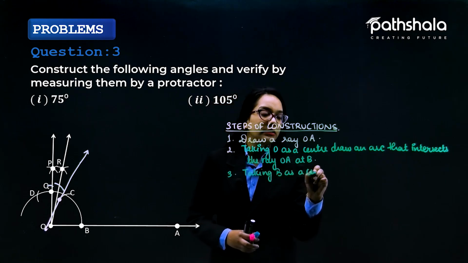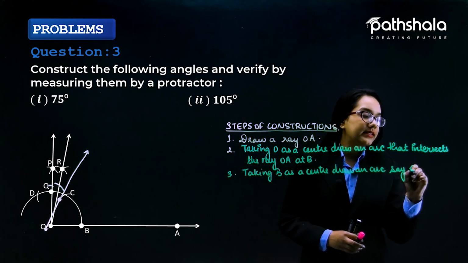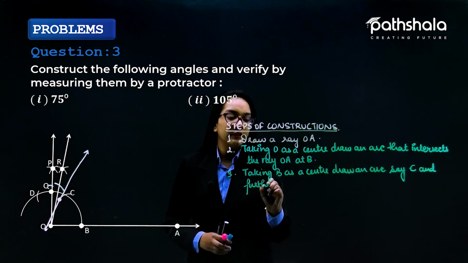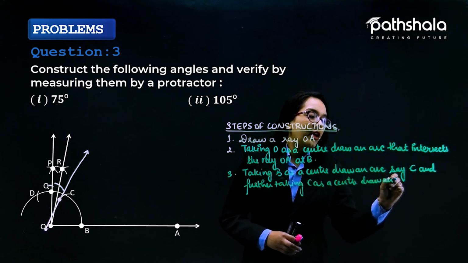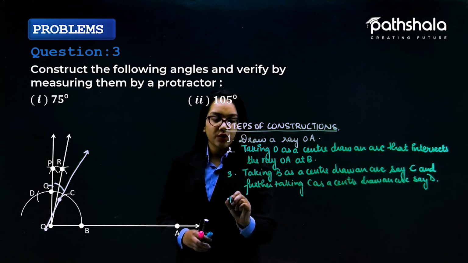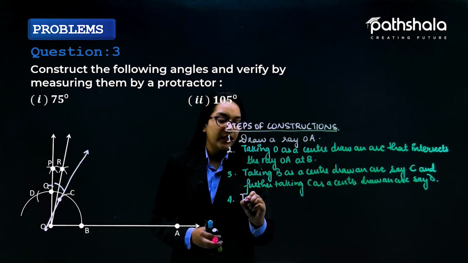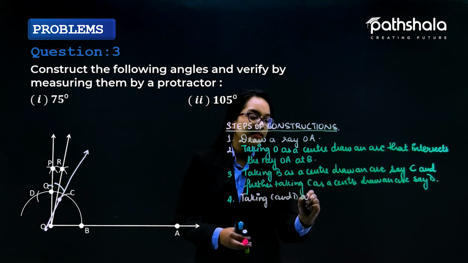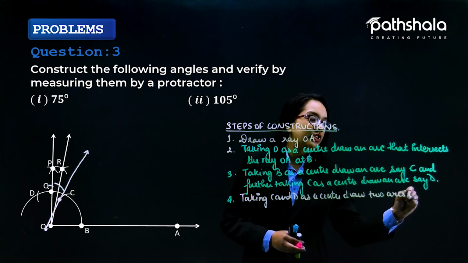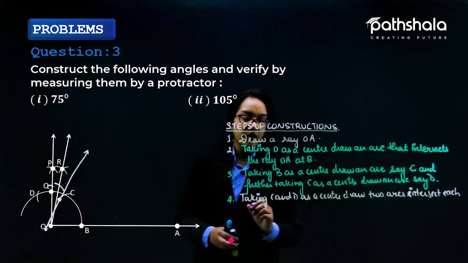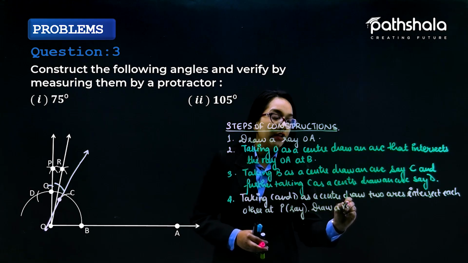The third step is, taking B as the center, draw an arc, say C, and further taking C as the center, draw an arc, say D. The fourth step is, taking C and D as centers, draw two arcs that intersect each other at P, say. Further, draw a ray OP.